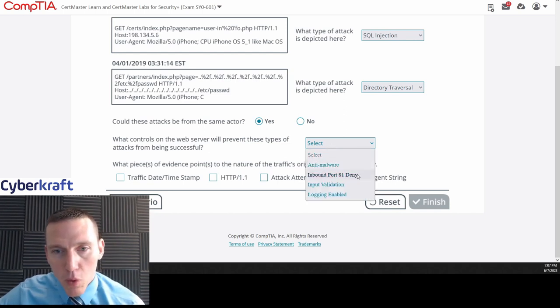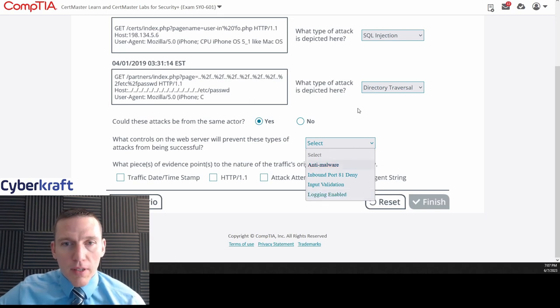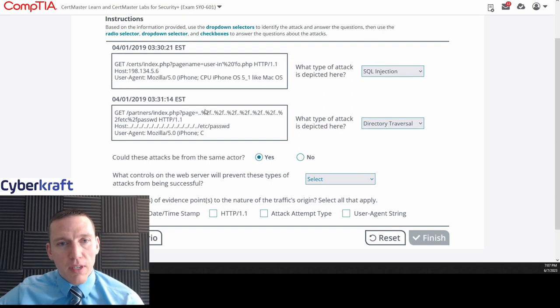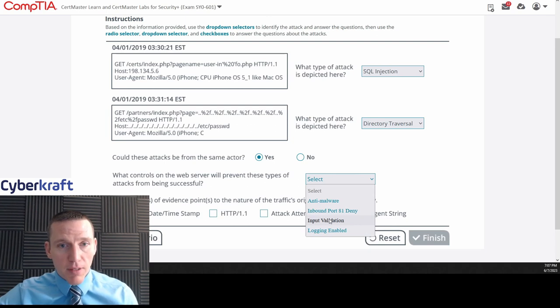Anti-malware, inbound port 81 deny. That's a strange one. Input validation, logging enabled. Okay, well, these are GET requests, so we want to make sure that we're filtering our requests and we're ensuring that we only have proper inputs. I think input validation makes the most sense.